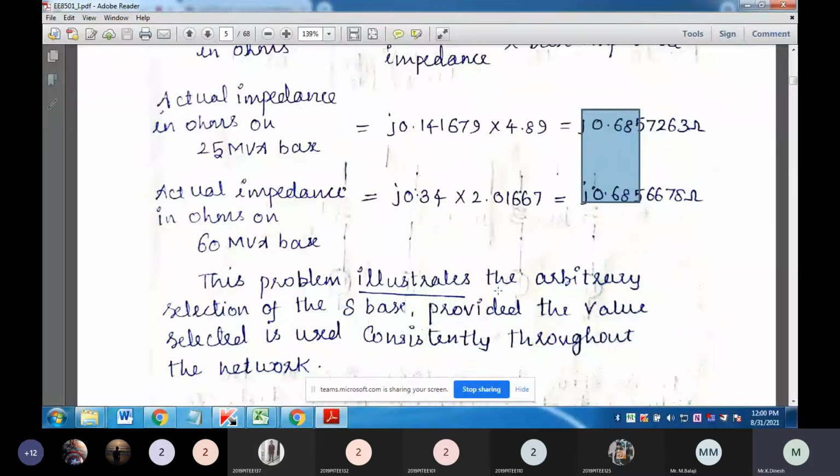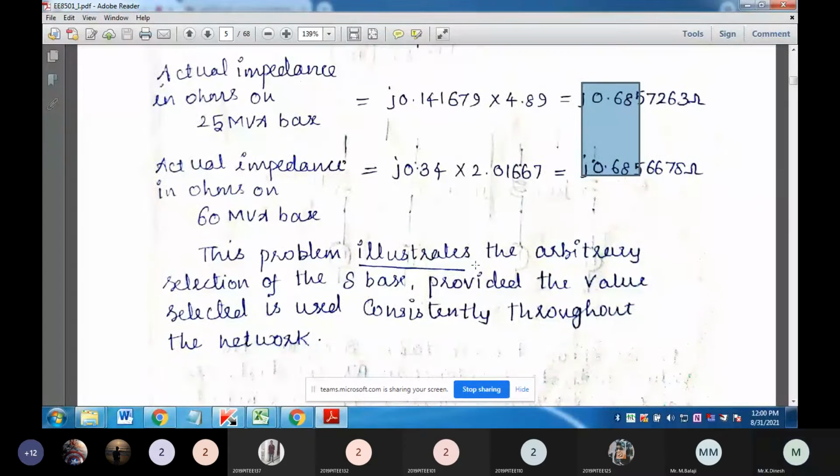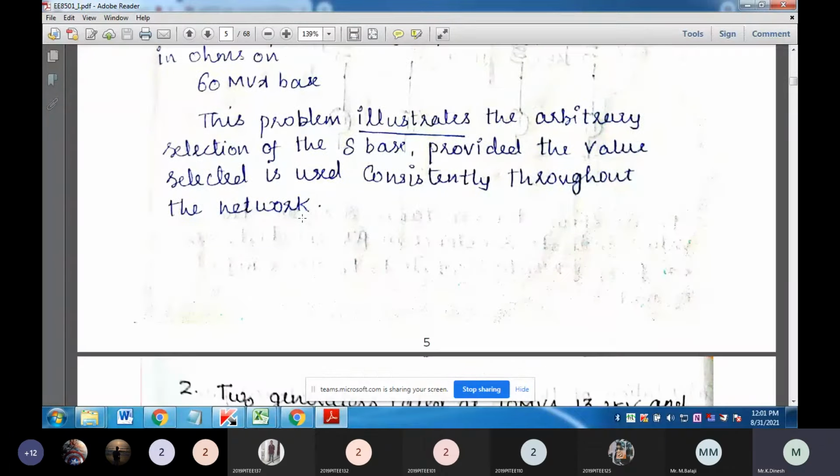So these kind of questions you may expect. This problem clearly illustrates the arbitrary selection of S base, providing the value selected is used consistently throughout the network. So if you are changing the base also, the response is not affected. That is the meaning. Correct? Whether it is 25 or 60, the impedance is not changing. So the first problem is over.